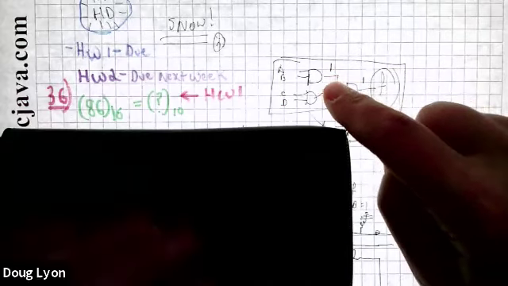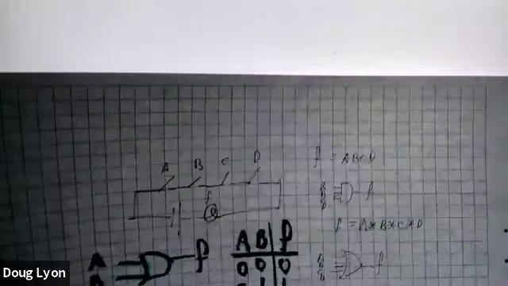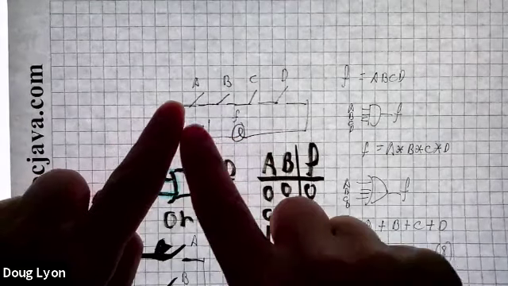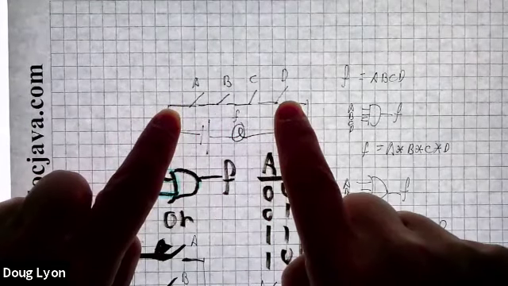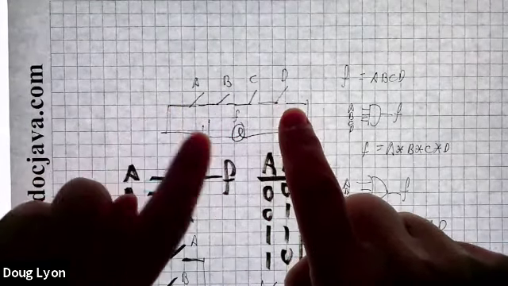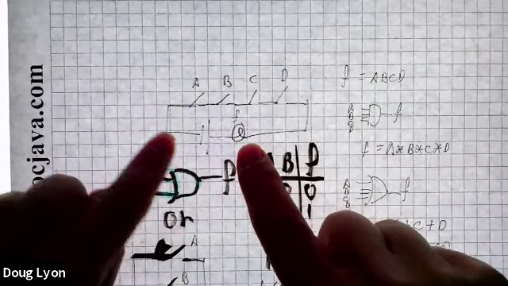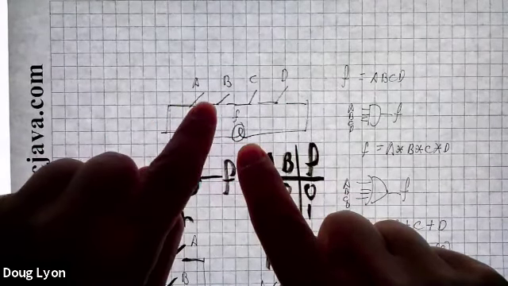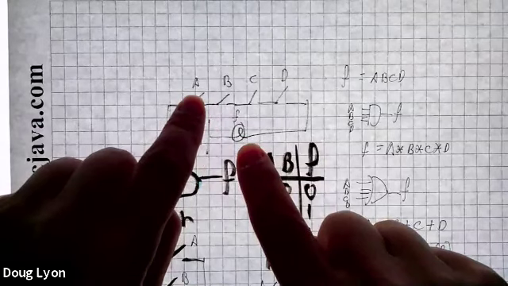Why is that? Well, because it's switches in series, right? Switches in series. How do I make the light bulb go on? I have to complete the circuit. This is a battery, by the way. So to complete the circuit, it's not enough that I turn on A. I got to turn on B.